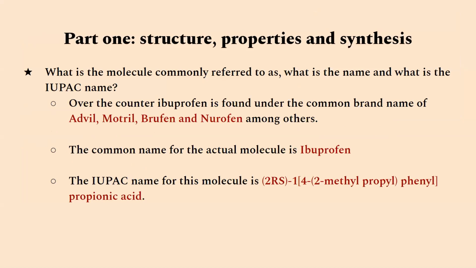We're going to start to talk about the structure, the properties, and the synthesis of ibuprofen. The molecule's common name is ibuprofen, and the IUPAC name of this molecule is 2RS-2-(4-(2-methylpropyl)phenyl)propanoic acid. Over-the-counter ibuprofen is found under the common brand names of Advil, Motrin, Brufen, and Nurofen.